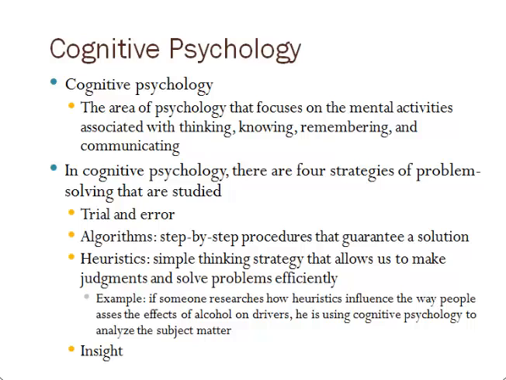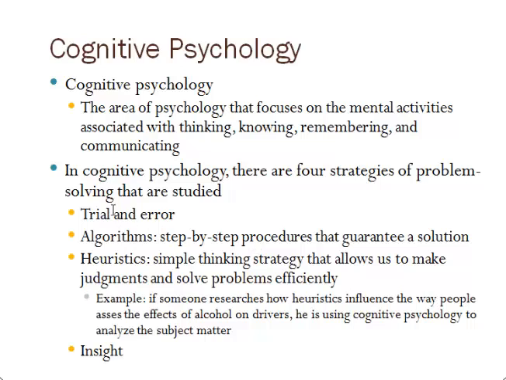The next chapter, Thinking and Language, is about cognitive psychology. In other words, generating the ability to learn, generating the ability to use your mind. Cognitive psychology is the area of psychology that focuses on mental activities associated with thinking, knowing, remembering, communicating, in other words, everything that has to do with psychology. And this is going to be focused on increasing people's ability to learn, increasing people's ability to cope with what is necessary from a psychological standpoint.